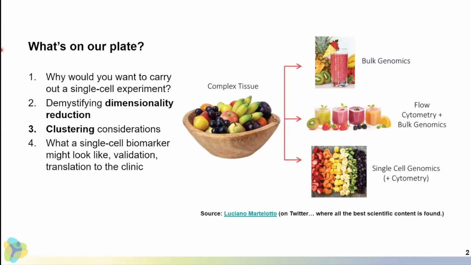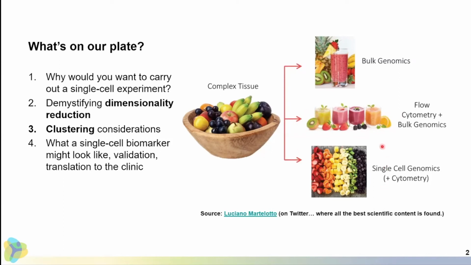You had the ability to do a bit more complicated, shown in the middle here. Maybe you did some flow sorting to look at specific cell populations with the same bulk technologies. That would give you a bit more information, but is still not ideal. It's still kind of an average picture over a bunch of cells.